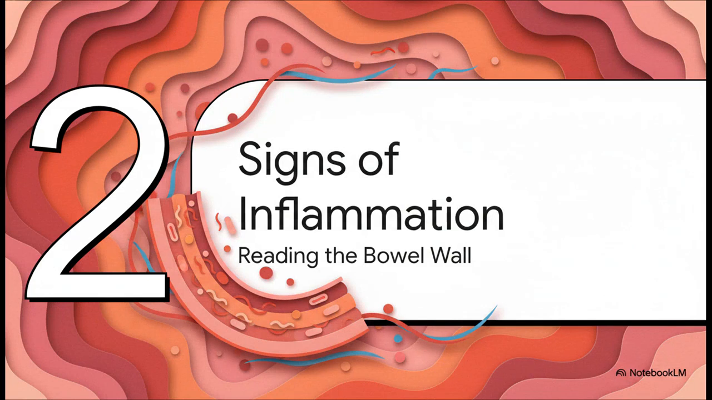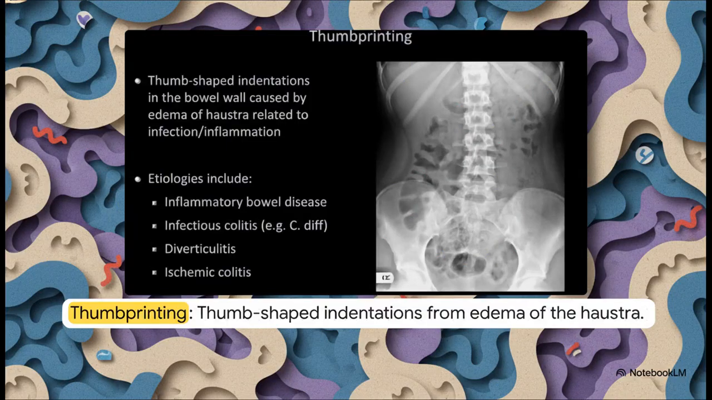Okay then, we've talked about obstruction. Let's switch gears a bit and focus on inflammation. You see, sometimes the clues aren't in the gas pattern, but they're hidden in the bowel wall itself. Now this sign is called thumbprinting, and you can see why, can't you? It really looks like someone has pushed their thumb into the side of the bowel wall, creating these indentations. What's causing this? It's significant swelling, or edema, of the haustra.